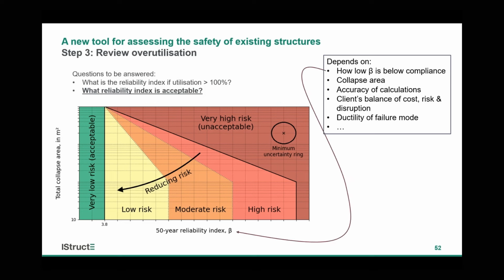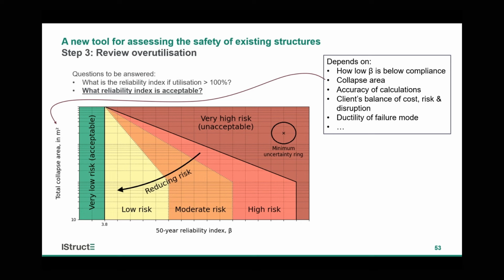clearly the acceptability of a utilization greater than 100%, or the reliability index that we've calculated, depends on the beta value. So that's there on the x-axis. And what you can see is that, we've removed the values from this chart because it's still under review, but as you go to the right of this chart, beta goes down. So as beta goes down, then we end up finding that you're getting a higher and higher risk.